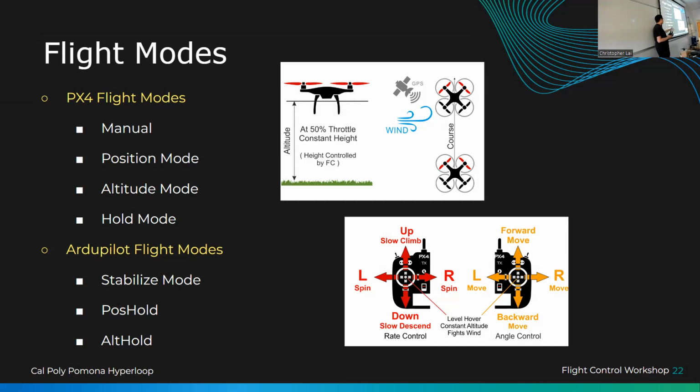Autopilot uses the same-ish flight modes. They have stabilized, position hold, and altitude hold instead of the ones up here. I use PX4 a lot more, so I know them better, but Autopilot also has documentation as to what each of these things do.